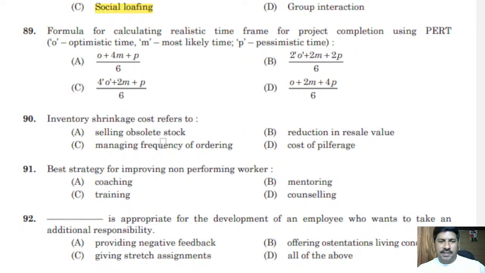Then statistics. Formula for calculating a realistic time frame for project completion using PERT. That is for option 1. In that, correct option is option A. Option A is correct here: O plus 4m plus P divided by 6. That is correct here.